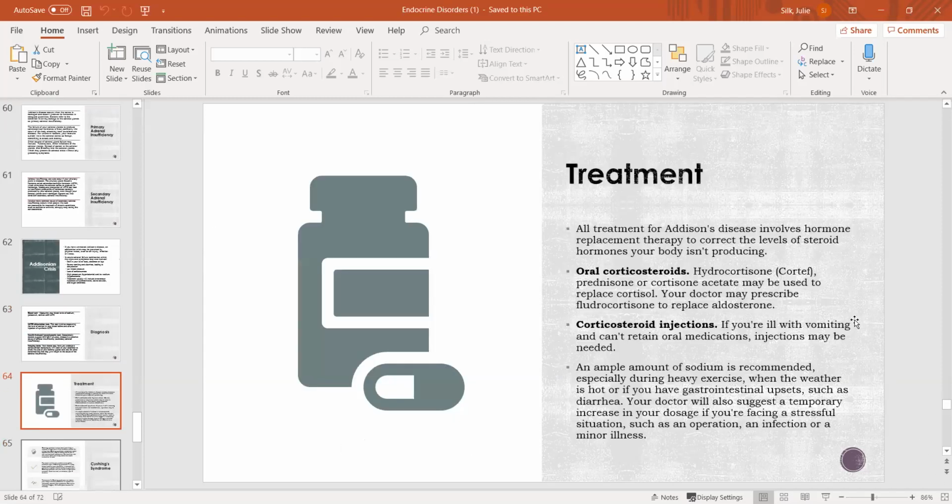So with treatment, this is kind of important. With treatment, you have to do hormone replacement therapy every day for the rest of your life. So this person's on oral corticosteroids, hydrocortisone or prednisone or something like that, to replace their cortisol. They also may be on fludrocortisone to replace their aldosterone, depending on if they have a problem with that too.